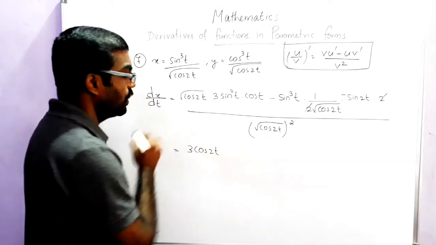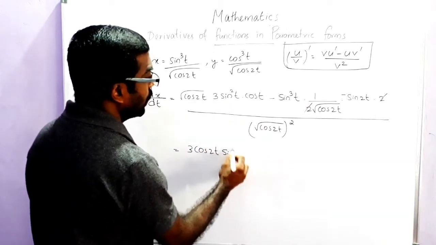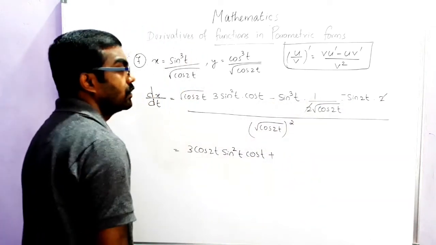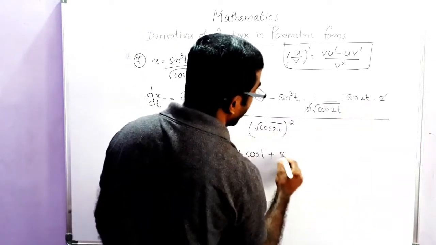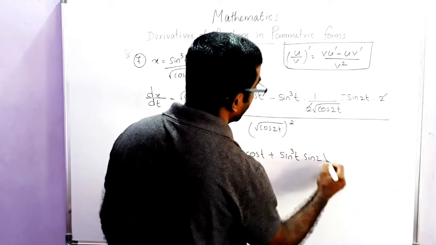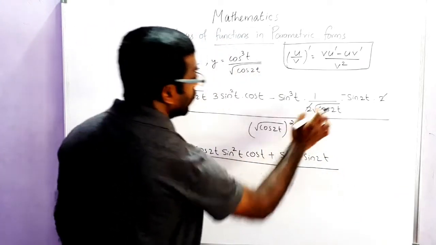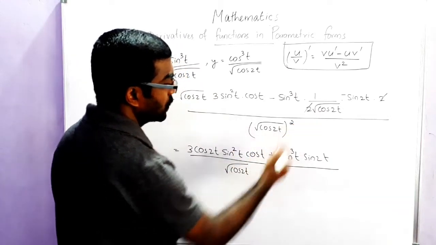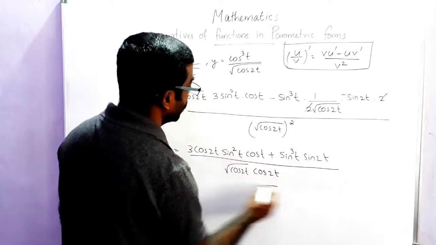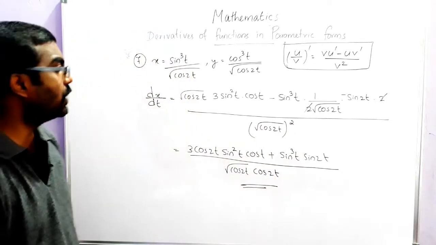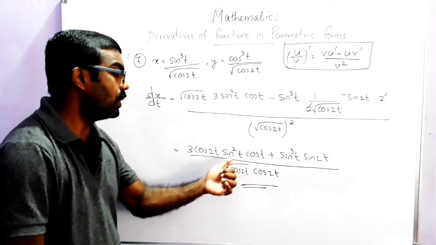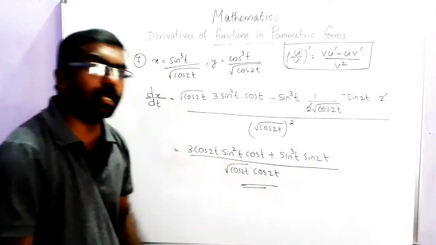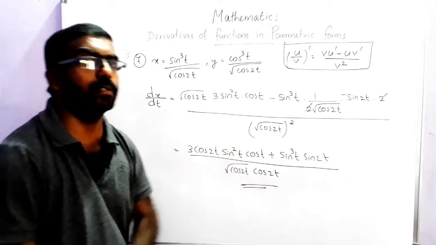This 3 I write first, 3 cos 2t. Then the remaining is sin square t into cos t. Here minus into minus plus, sin cube t sin 2t whole divided by this denominator root cos 2t, then one more term is there, root cos 2t the whole square, it becomes cos 2t. Okay, that is dx by dt is equal to 3 cos 2t sin square t cos t, then plus sin cube t sin 2t divided by root cos 2t into cos 2t.